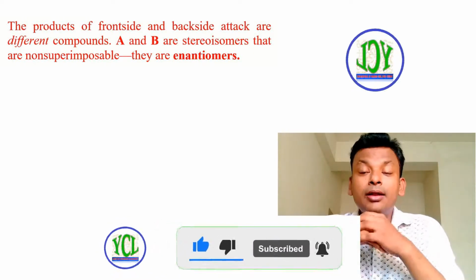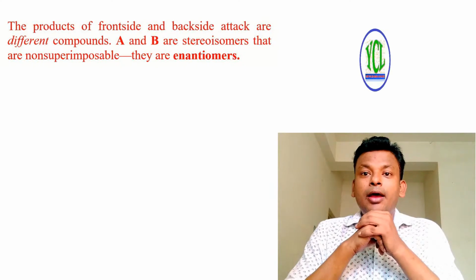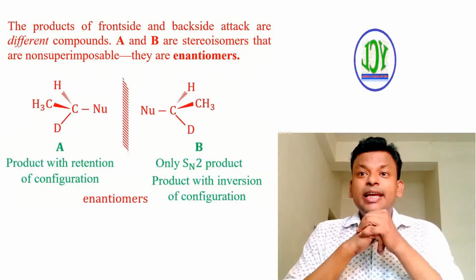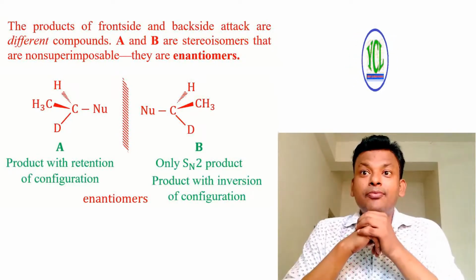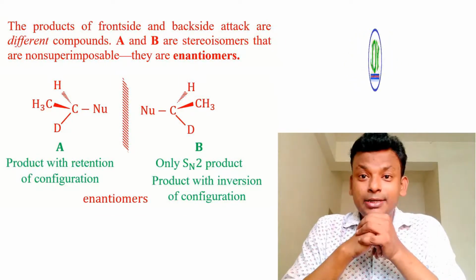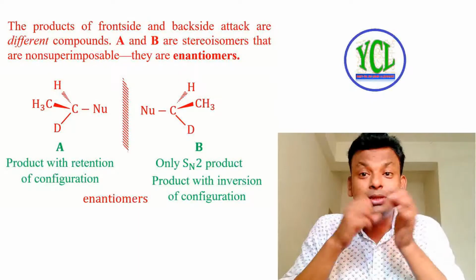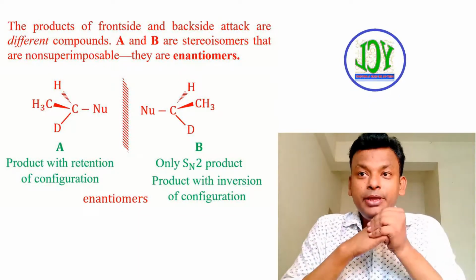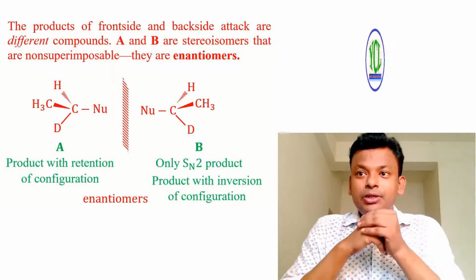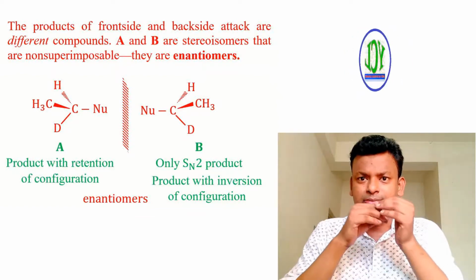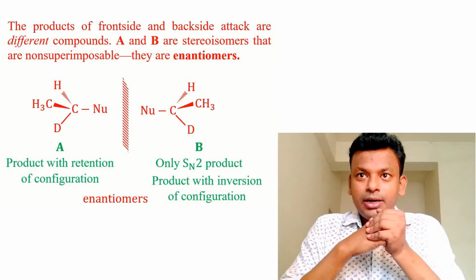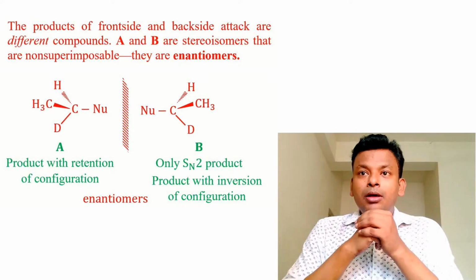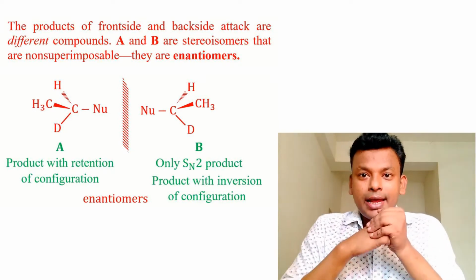non-superimposable. They are enantiomers. Product A is with retention of configuration, that is from front side attack, and product B is the SN2 product with inversion of configuration, that is from backside attack. The two are enantiomers, non-superimposable and optically active.